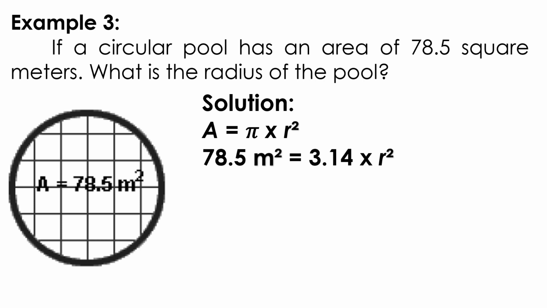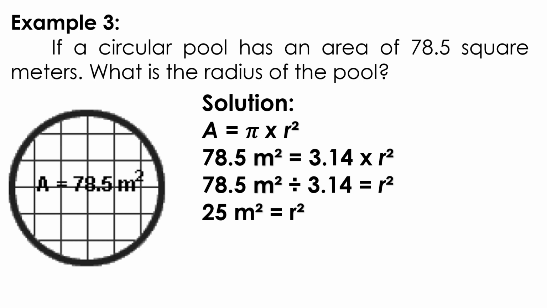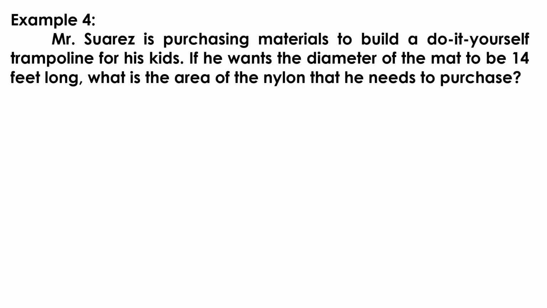We have 78.5 meters squared, which is the area, equals 3.14, the constant for pi, times r squared. So, kailangan natin ilipat yung 3.14 doon sa kabila, following the multiplication property of equality. Okay, so we have 78.5 meters squared divided by 3.14 times r squared. The answer is 25 meters squared is equal to r squared, and that will give us r is equal to 5 meters.